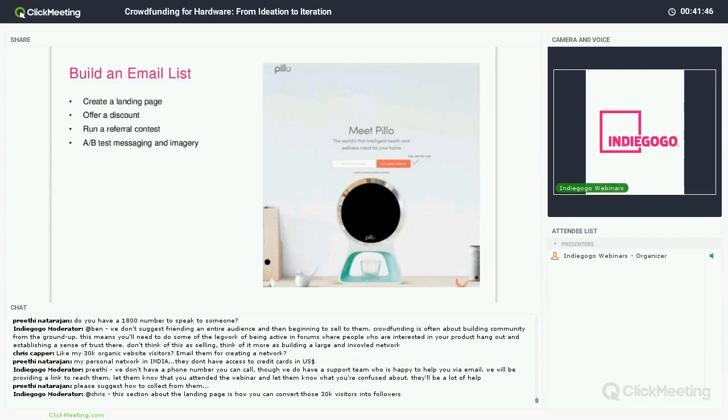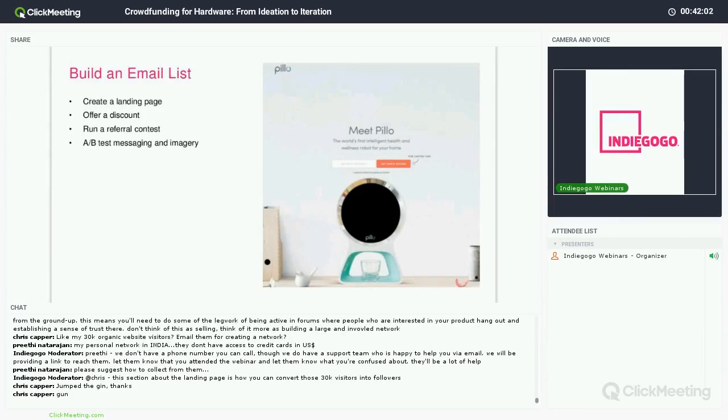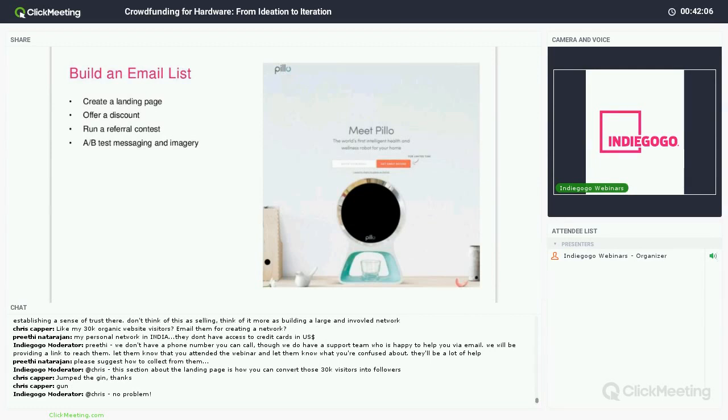Offering a discount, like I just said, is a great way to inspire people to give you their information. You could run a referral contest. This is one way to get more emails, by having people refer their friends, and if they refer X number of friends, then they'll get some specific discount, or maybe even a free item. That's also very important for people.